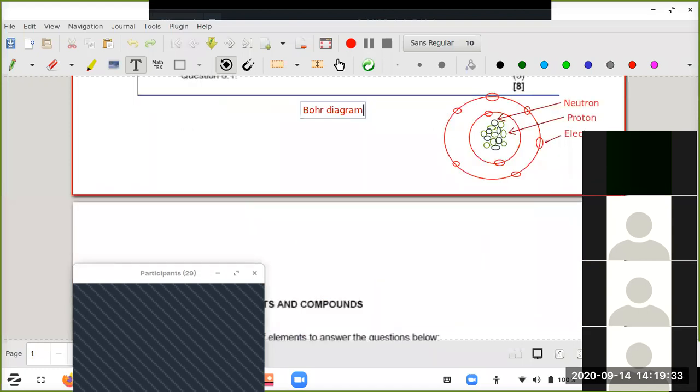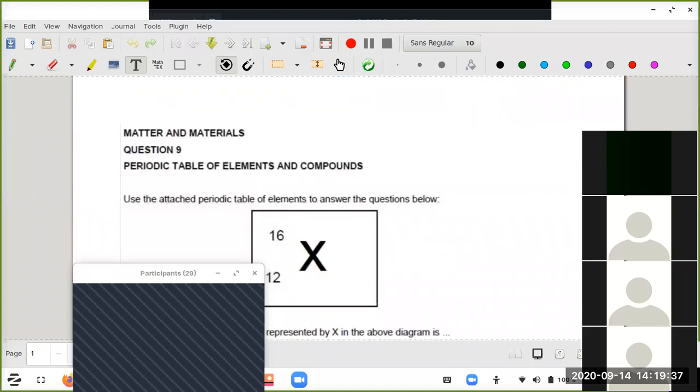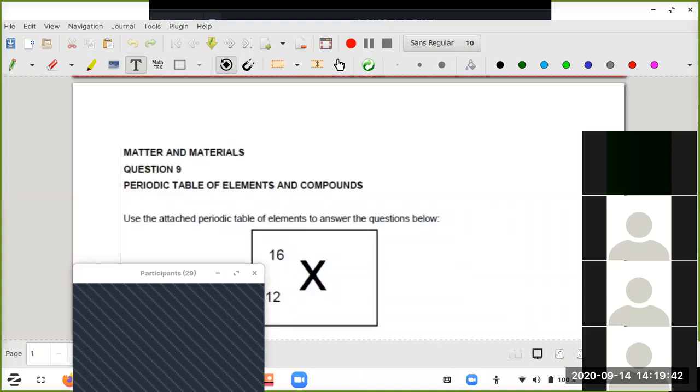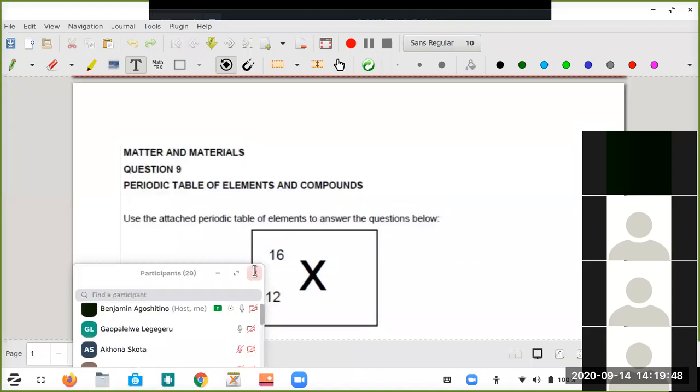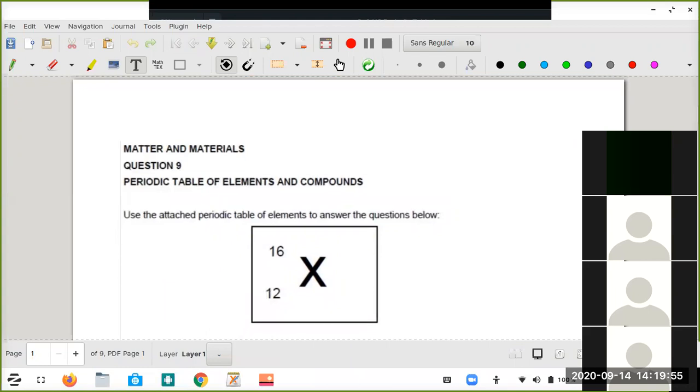Now, the first question, we are done with that one. Then, are there any questions with regards to the first question? If there are no questions, then let me move on to the next one. Next question on matter and material as well.